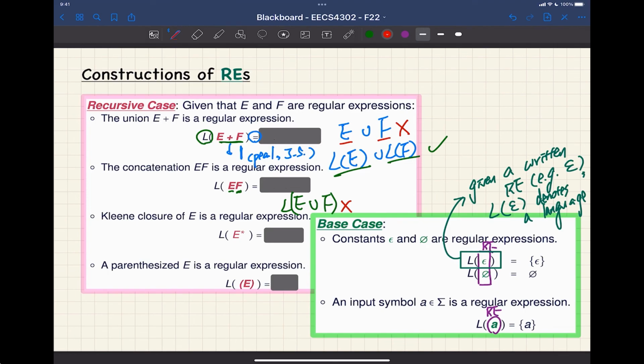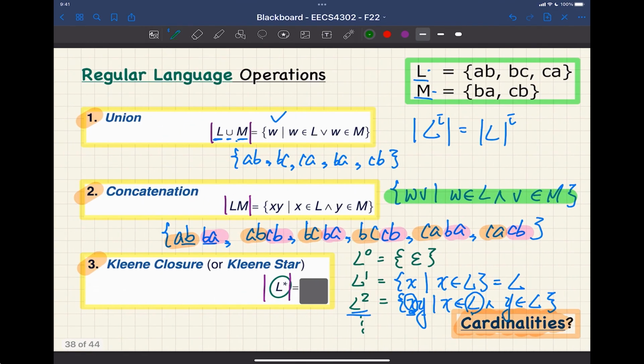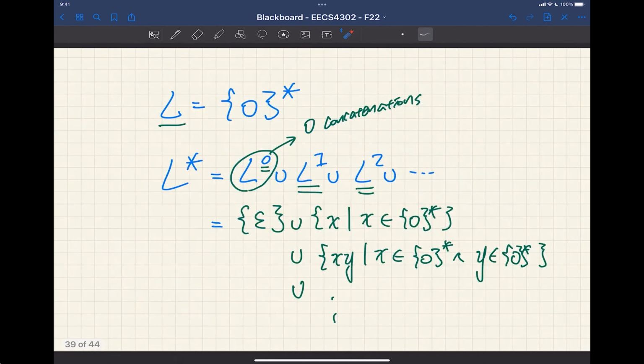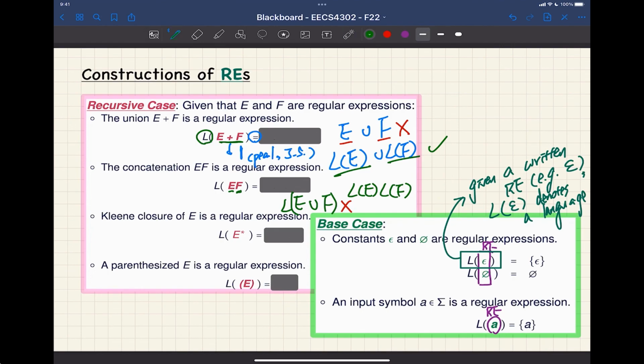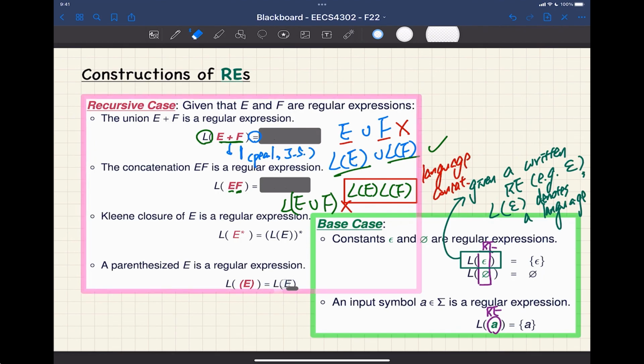Can we just put L of E right beside L of F? Yeah, absolutely. And this is okay because if you look at the previous page, we do have a definition for language concatenation. Awesome. So this part is using language concatenation. And this one, obviously, since we're using star here, should be star of the language of E. Similar thought. And whenever you have parentheses to force the order of evaluation, it will still be the language of E. It doesn't change the meaning of the language.